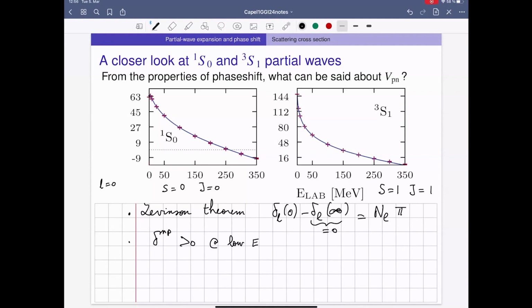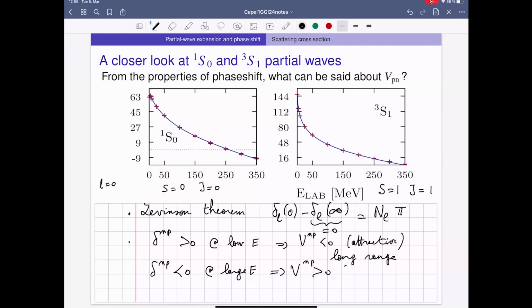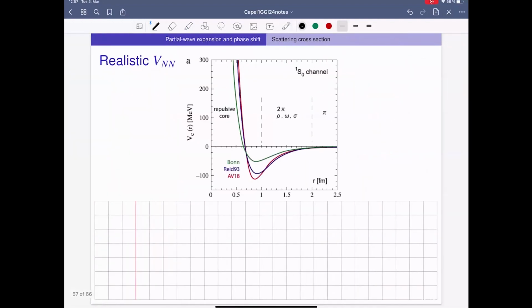So at low energy, the phase shift is positive, and so we can say that, it's not a demonstration, but it means that the neutron-proton interaction is mostly attractive for the long range part, because it's the low energy. And the phase shift is negative at large energy, and so we can say that the potential will become repulsive at short range. Okay, and this is what we have.